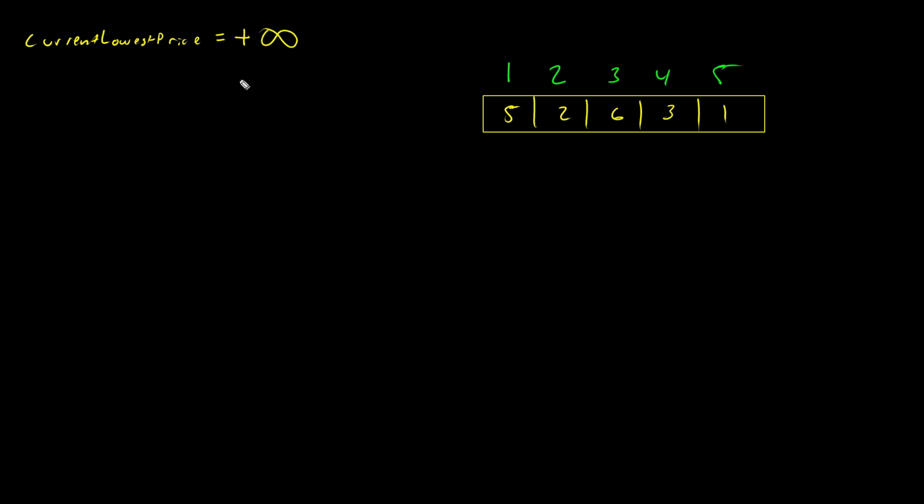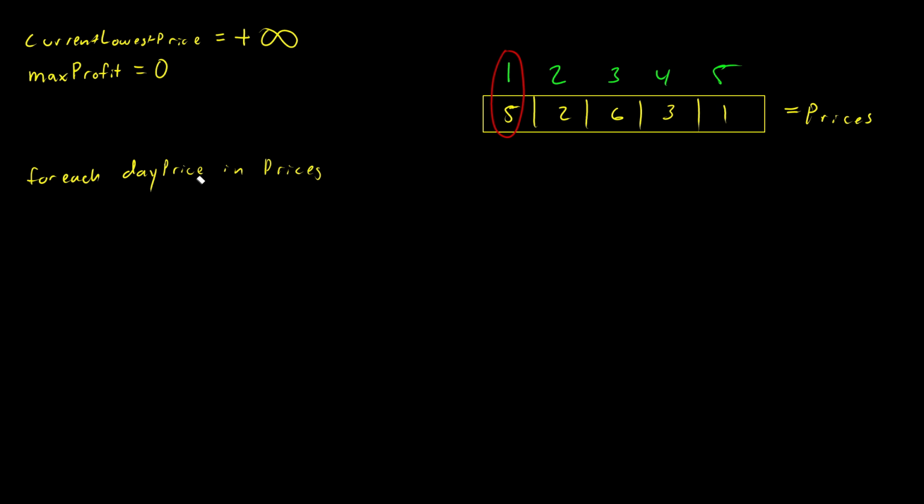I also need another variable. I'll call this max profit. And I'll set that to 0. Because at this point, I haven't made any profit, right? My profit is still 0. I don't even know if I can make a profit. So let's keep going. By the way, the array name, as we mentioned earlier, is called prices. I'm going to say for each price in prices, right? So for each day price in prices. That means we're going to go through every single day and get the price, right? So on day 1, our price is 5, right? I'm going to change this to green real quick.